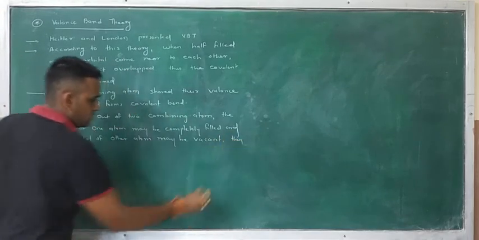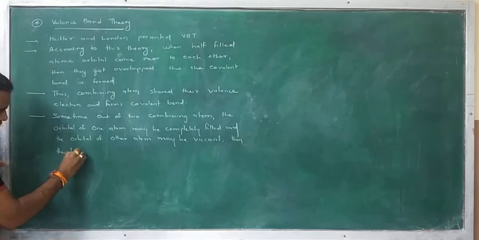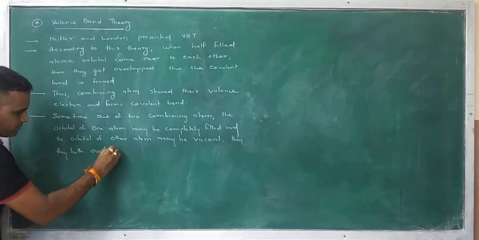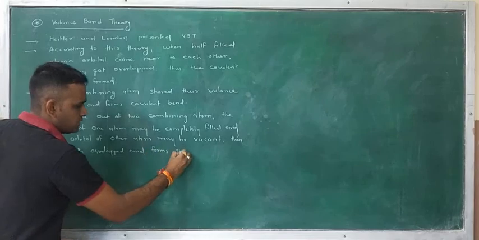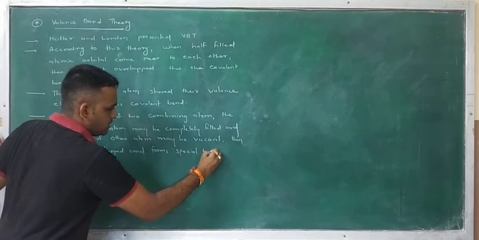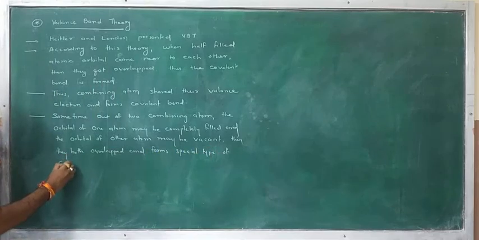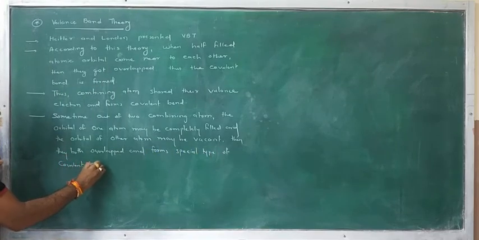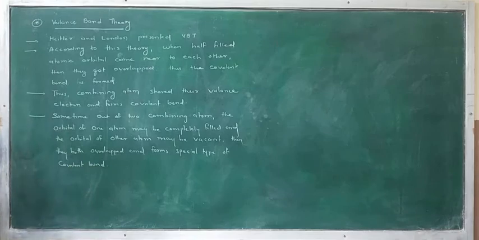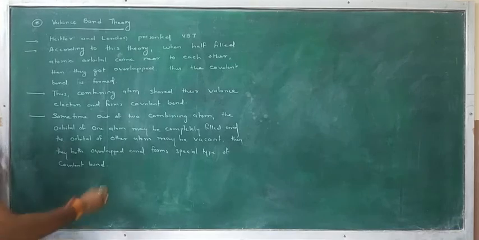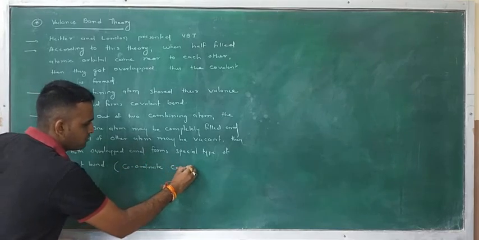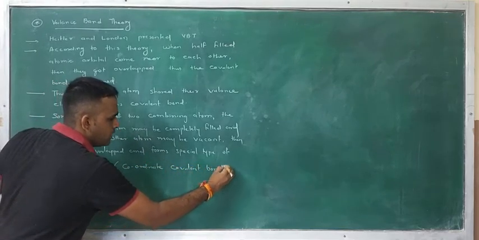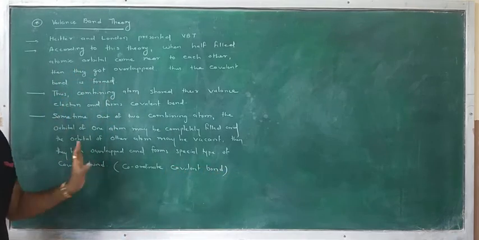Understand? Is it clear? They overlap and form a special type of covalent bond, which is called coordinate covalent bond. Understand, beta? So all these things you have to know. This is the basic concept.